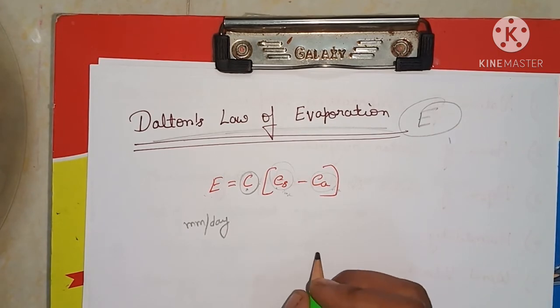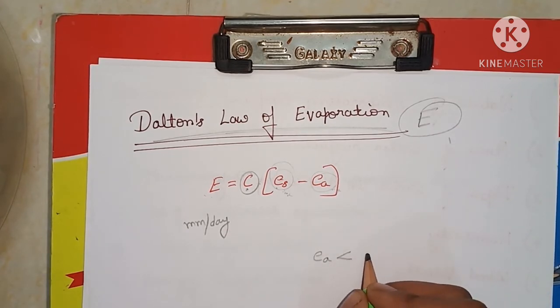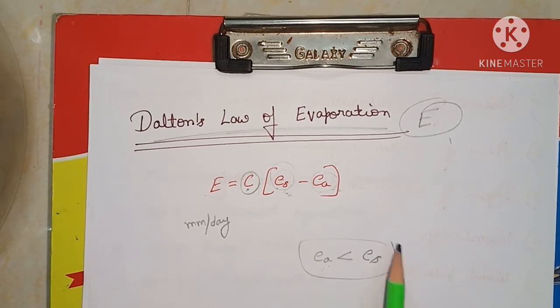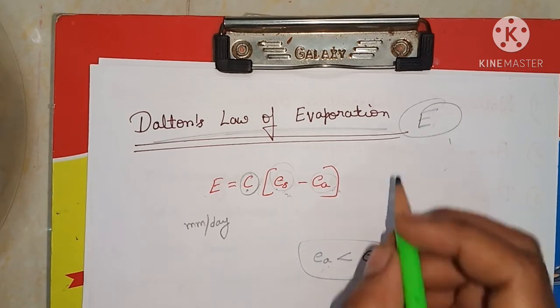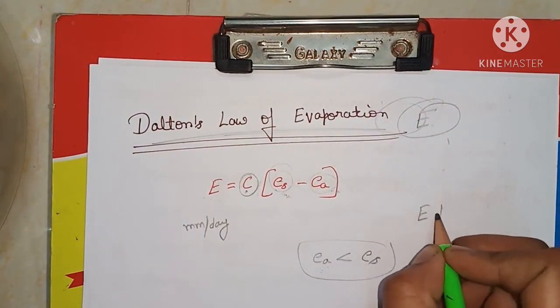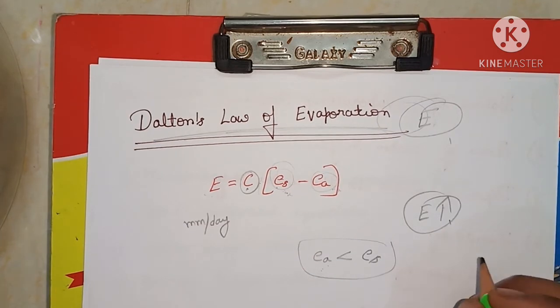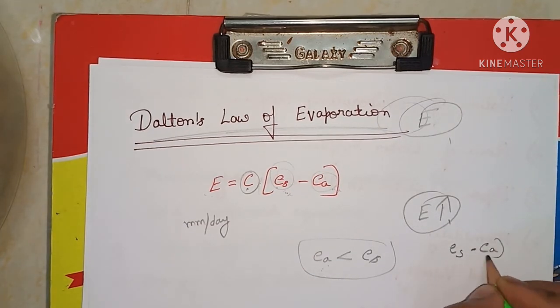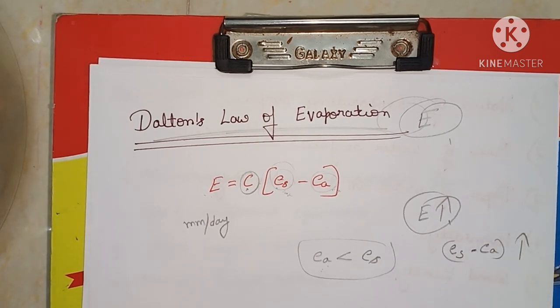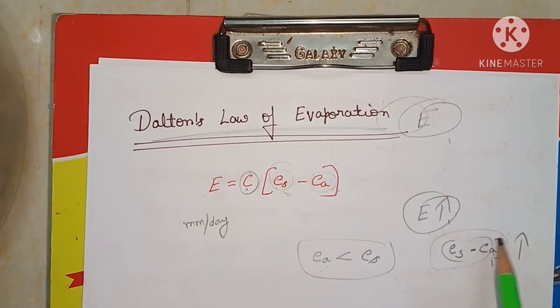For the evaporation to continue, EA should be less than ES, that is, the actual vapor pressure should be less than the saturation vapor pressure. For the evaporation to be high, ES minus EA should be more. If the difference between the saturation vapor pressure and actual vapor pressure is more, then the evaporation rate will be more.